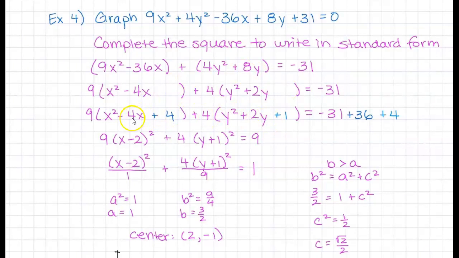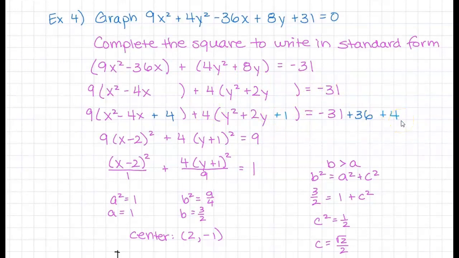And then you fill in the gap. So take half of b and square it. Half of -4 is -2. You square it, you get +4. But remember, I'm not really adding 4. I'm adding 9 times 4, and that's where this 36 comes in. And then over here, half of 2 is 1. 1 squared is 1, but I'm not really adding 1 to the left-hand side. I'm adding 4 times 1, and that's why that's a 4.